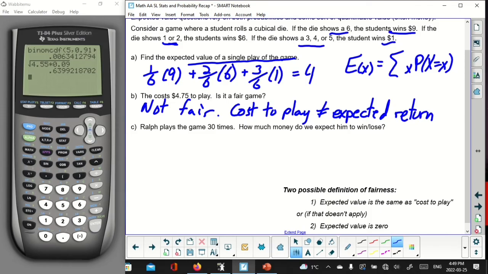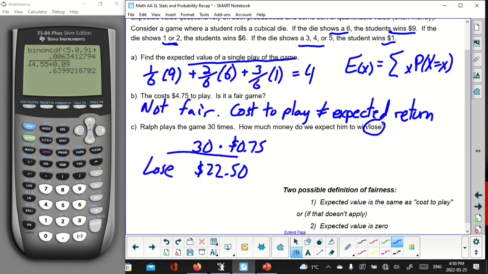Ralph plays the game 30 times. How much money do we expect him to win or lose? Well, we don't know exactly what's going to happen to Ralph, but on average, we think he's going to lose 75 cents per play. So this will be lose 30 times 75 cents, or $22.50. That's a different kind of expectation right there. We can make some projections based on knowing what's going to happen on sort of the average game.